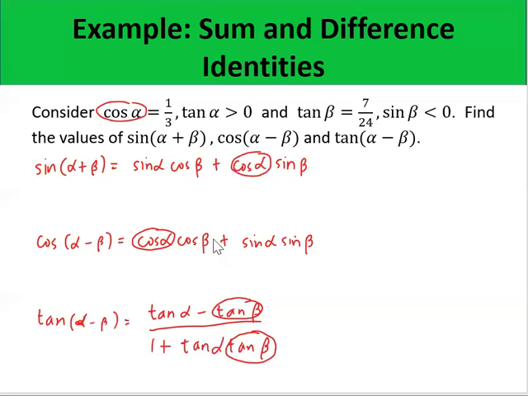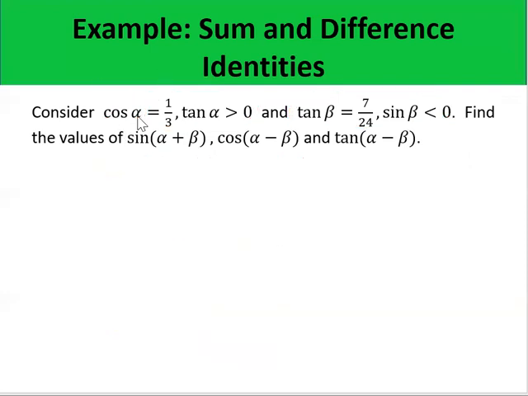So how are we going to find those values? Those values will come from this information. Just like what we did in the previous videos, we will be solving for the values of those trig functions by using this information. So let's proceed to another page that contains the same problem. Cosine alpha is equal to 1/3, and tangent of alpha is greater than 0.